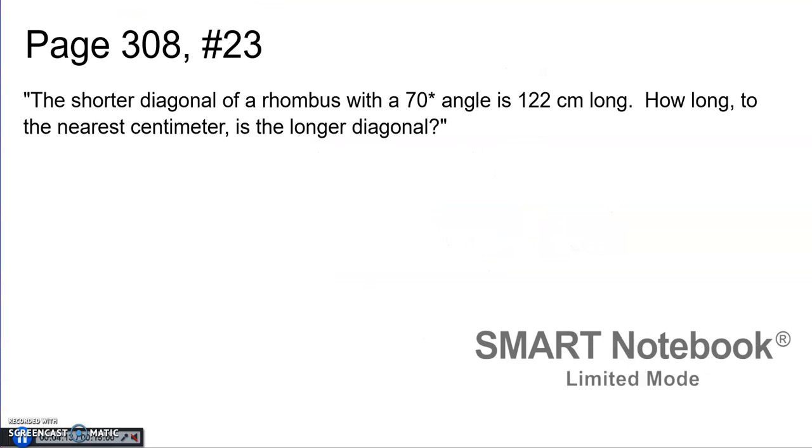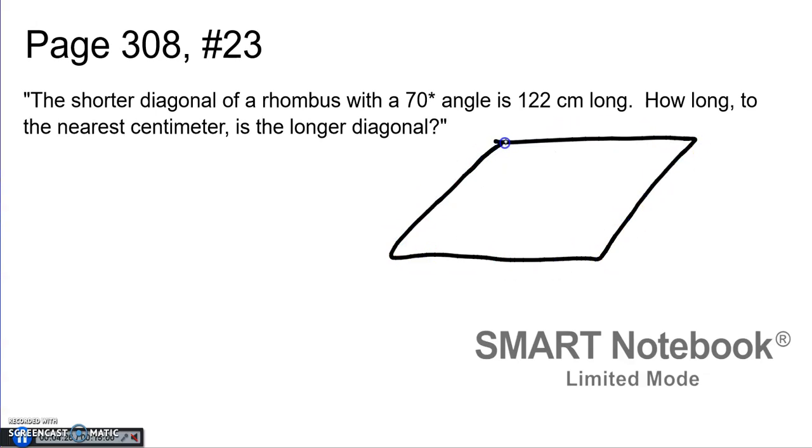Now lastly, page 308, number 23, it says the shorter diagonal of a rhombus with a 70-degree angle is 122 centimeters long. How long to the nearest centimeter is the longer diagonal? So we always want to draw a picture with this one. This is really going to help. Okay, so it says that we have a rhombus with a 70-degree angle. So that means that this is going to be 70 degrees. This is going to be 70 degrees. Meaning we have 110 over here and 110 over here.